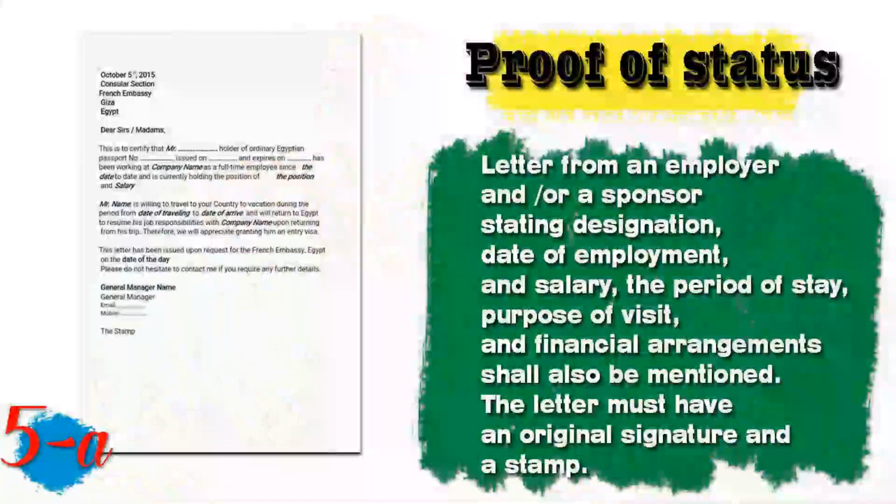Number 5, you will need a proof of status. For the proof of status, it varies. If you are an employee or work in a company, you will need a letter from an employer or HR office or your sponsor stating designation, the date of employment, the salary, the period of stay, purpose of visit, and financial arrangements shall also be mentioned. The letter must have an original signature and a stamp.